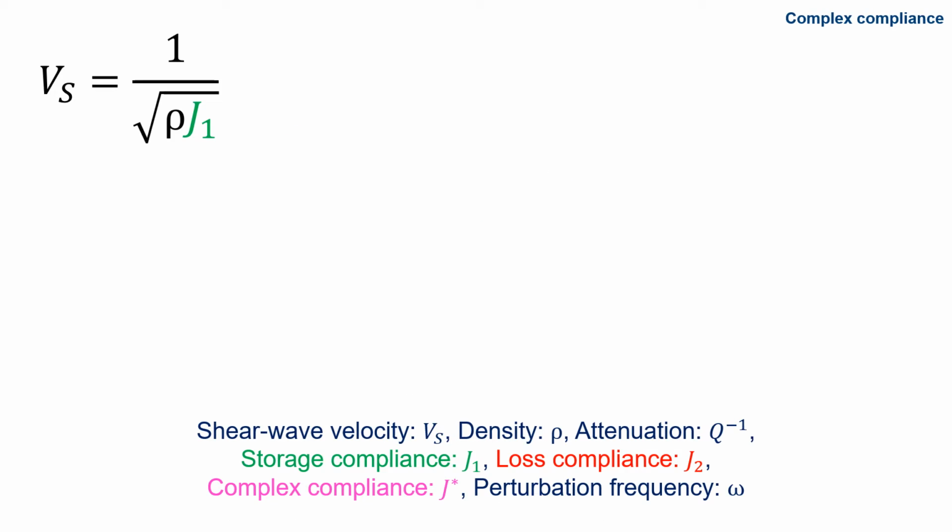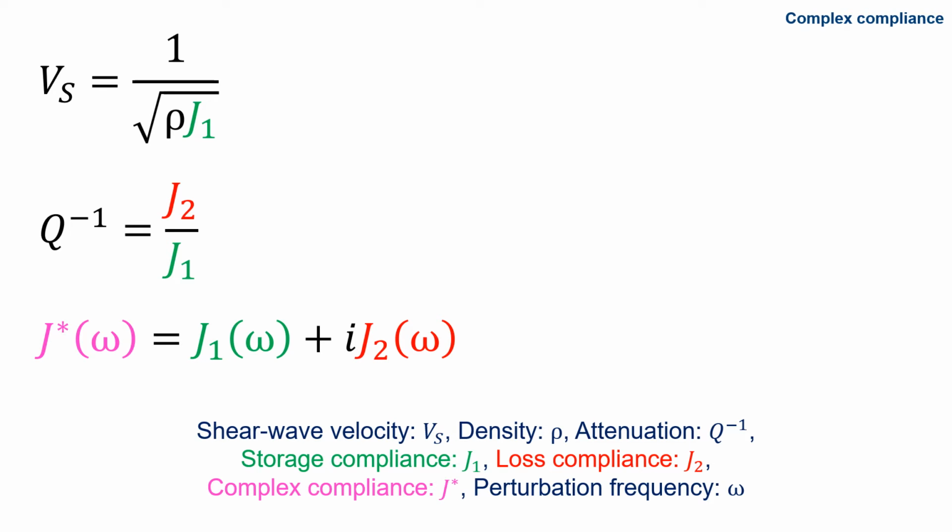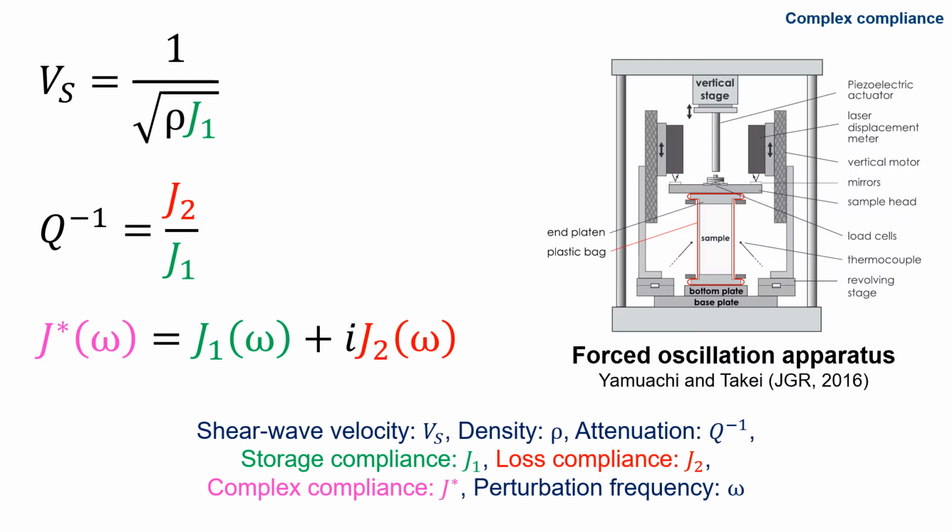approximation. In the parameterisation of Yamauchi and Takei, shear wave velocity is a function of the mantle's density and a parameter called the storage compliance. Attenuation is the ratio of a parameter called the loss compliance to the storage compliance. These two parameters make up the complex compliance, which is a description of the frequency-dependent stress-strain response of a material. It essentially describes how squishy the material is and can be measured in the lab using a forced oscillation setup as shown on the right hand side.